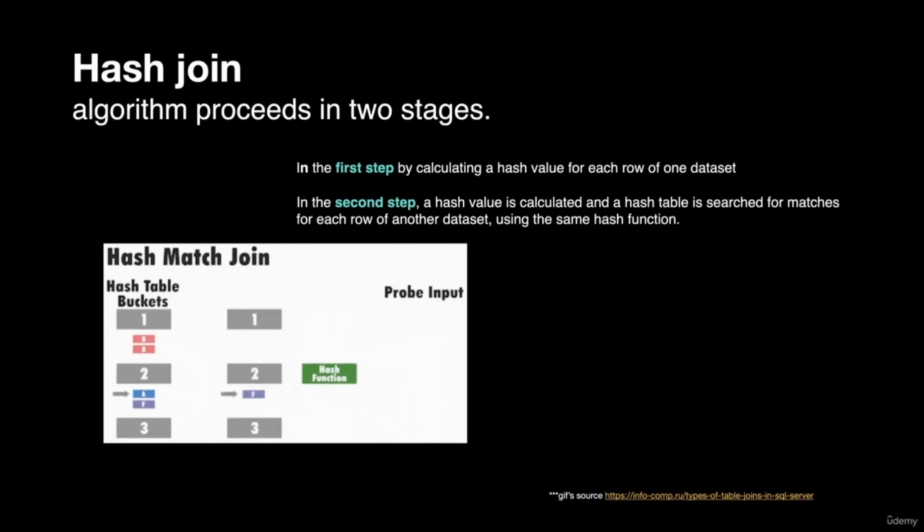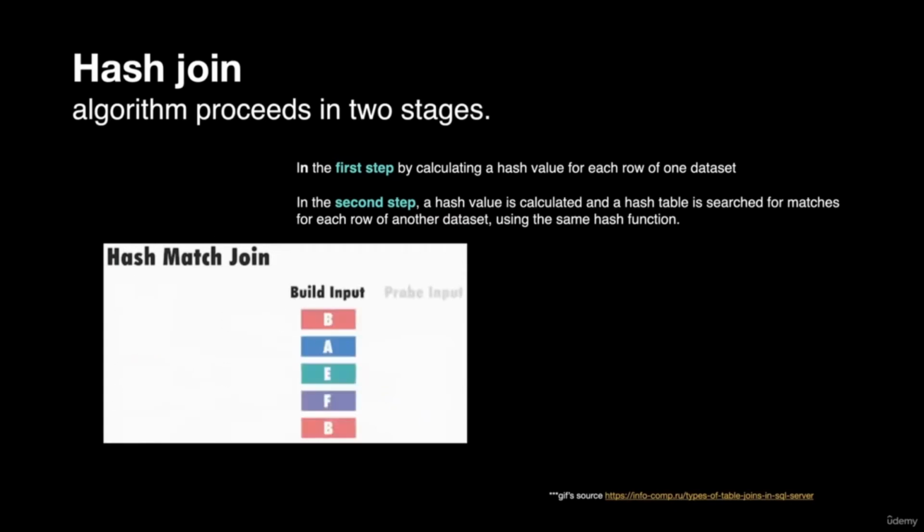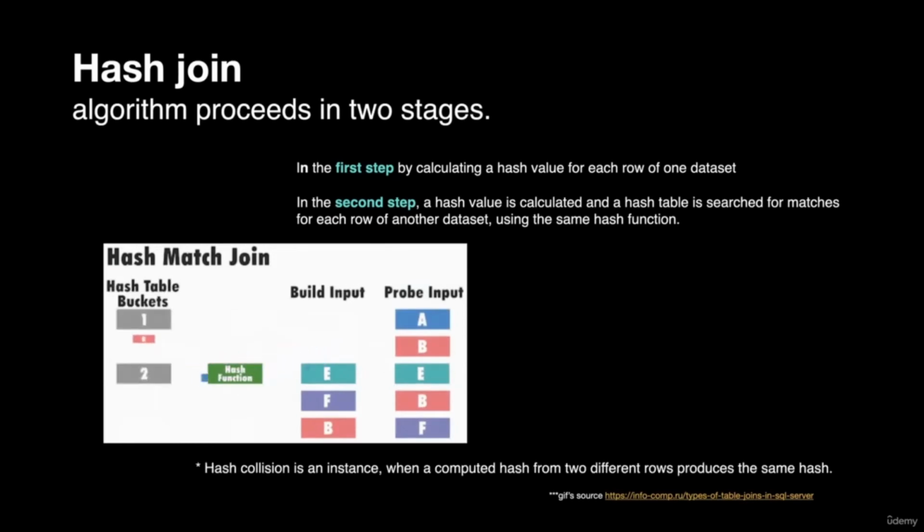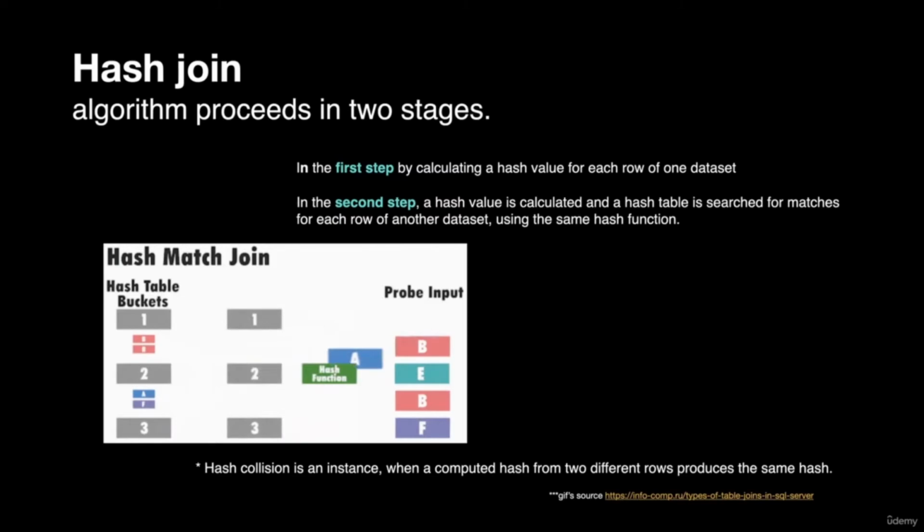If it finds a match for that hash, then it checks if the join keys between the row in the hash table and the row in the second table really match. It needs to do this check due to potential hash collisions. Hash collision is an instance when a computed hash from two different rows produces the same hash.